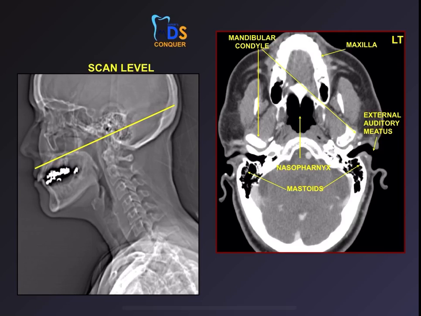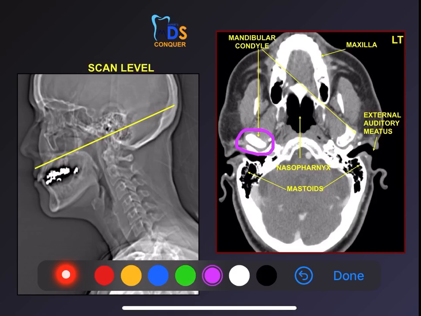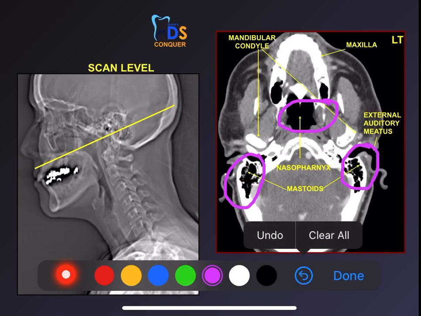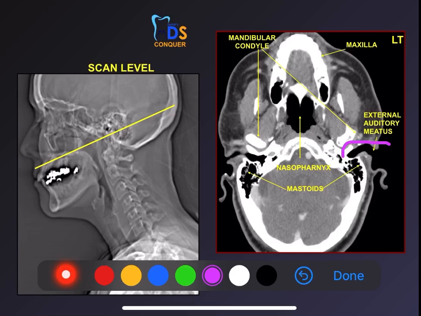So, just have a look at this, and at a lower section, you can get the condyles, right. You can get the condyle nicely. If you see here, this is our maxilla, right, and also there are mastoid air cells, there is a nasopharynx, right, and there is an external auditory meatus. Okay. So, the mastoid air cells, as I said, the condyle, and the maxilla are essential for us to identify in a CT image, right.